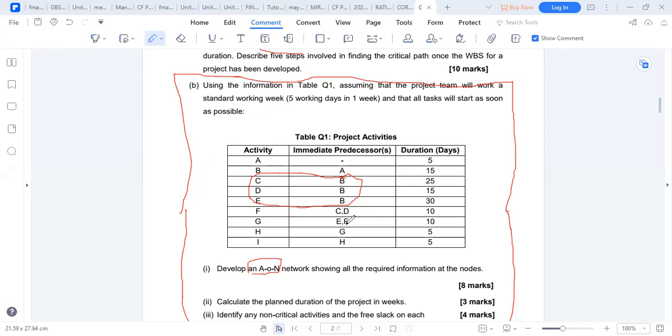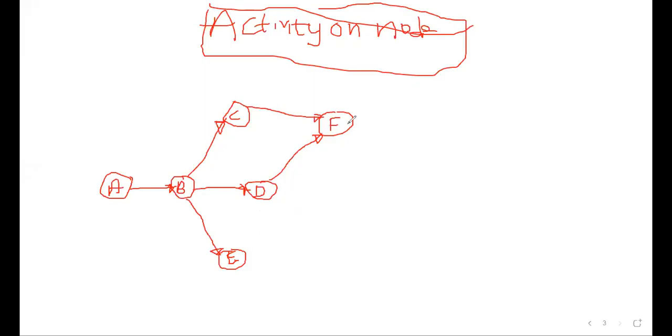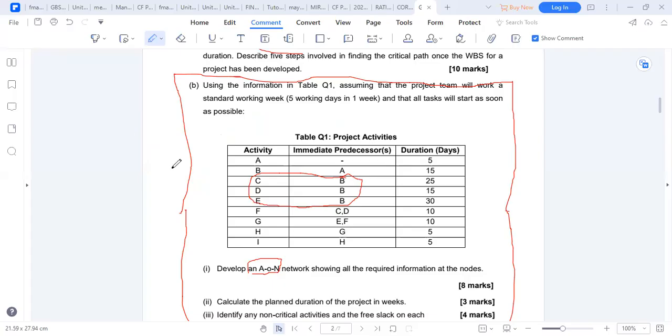Then after E and F, there is a G. After E and F, there is G coming. Okay. E and F, there is a G. So let's go on. This will do it.